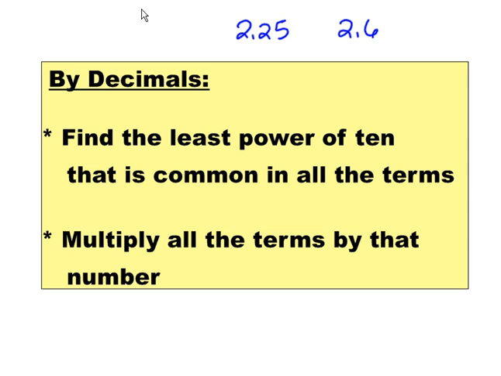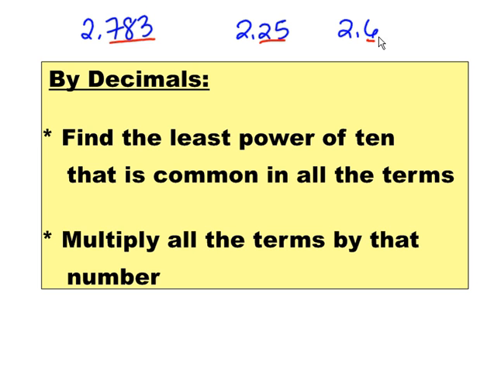2.6. And how about 2.783? Okay, we all agree that these have different numbers past the decimal point. This one has 3 numbers past the decimal point. This has 2 numbers past the decimal point. This has 1 number past the decimal point.